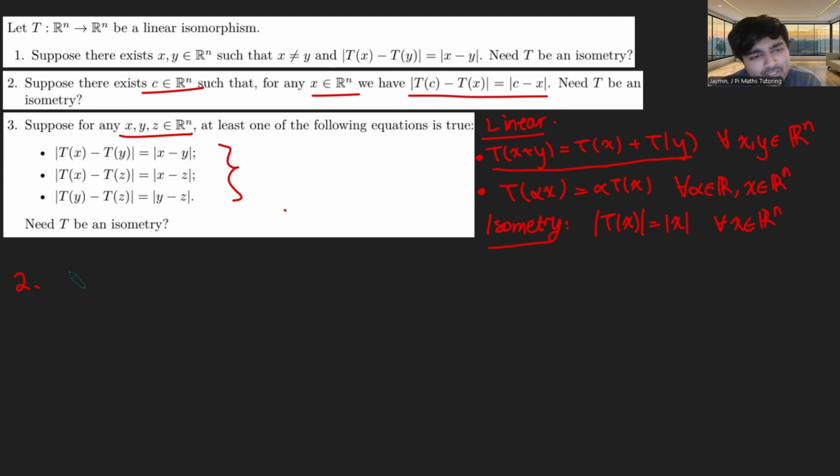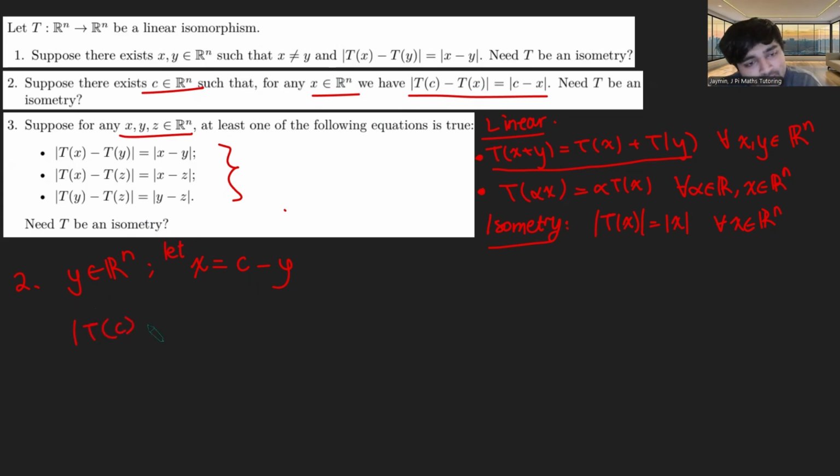How can we prove this? Well, let's just fix y to be any point in R to the n. And what we're going to do is let x equal c minus y. So let x equal c minus y, and if we just sub it into this equation, we're going to get what we need.